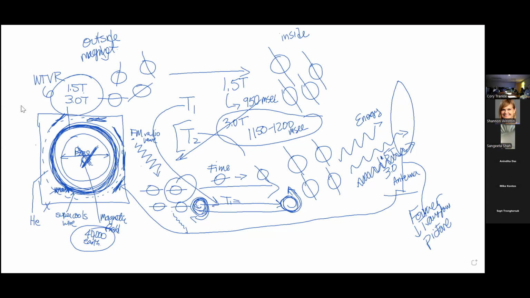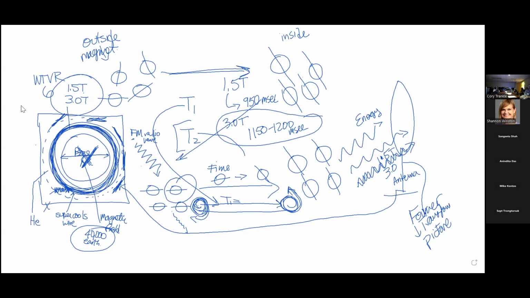We're imaging protons outside of the magnet. They're precessing or spinning in a random fashion. You go inside the bore of the scanner and they all line up in a specific orientation.